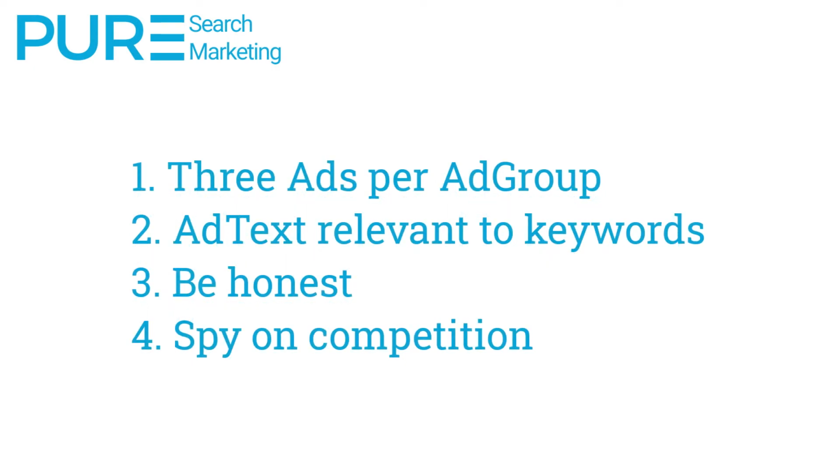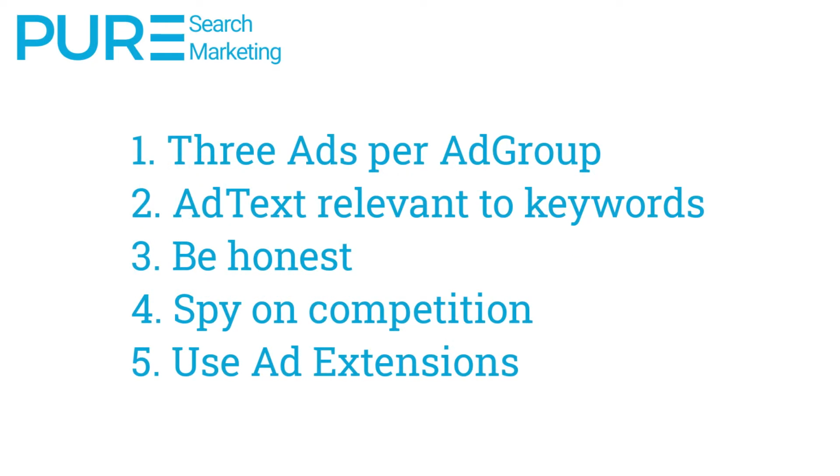Number 4, spy on your competition. Now don't be shy about this. Search for your service or product and see what your competitors are including in their ads. Maybe they've got some USPs that you haven't thought of. Number 5, the final rule is to use all of the ad extensions available to you. There's a lot of them, and as I said earlier, I'll cover all of that in a separate video later on.